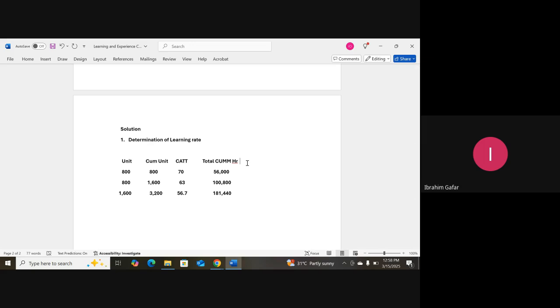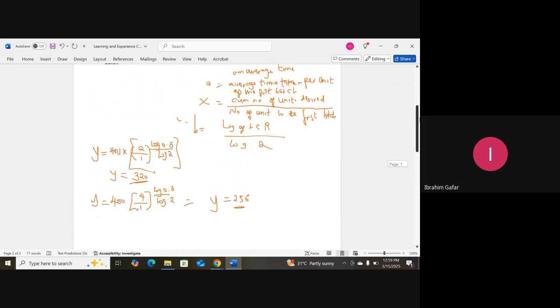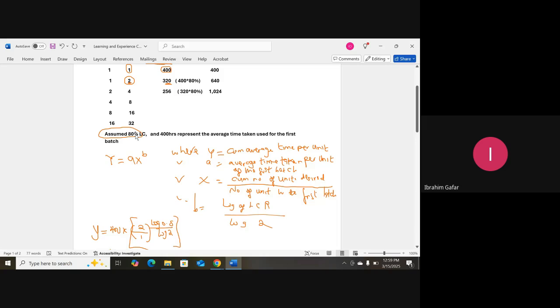Hello? Yes, sir. If we are to continue, then don't forget it is the learning rate that we want to calculate. Because they are not giving us the learning rate, it is the learning rate that we are trying to calculate. Then we need to know the percentage that reduces. It means that if I show you the first one that we did, I assumed 80% as the learning curve rate. It means that 20% is reduced.